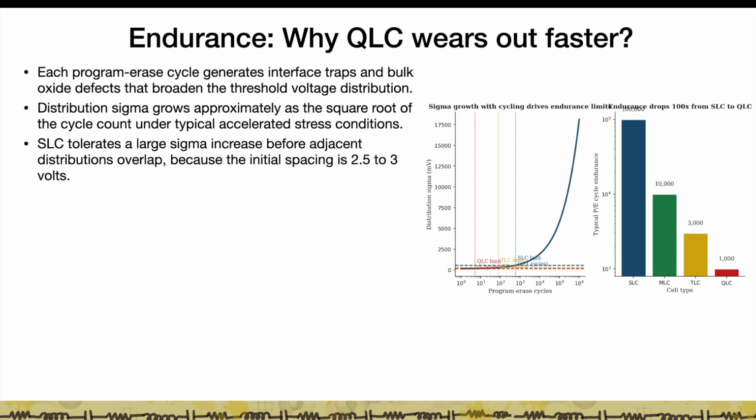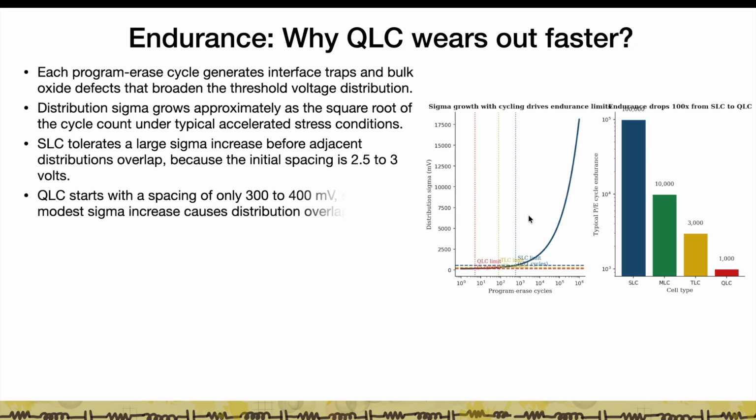The sigma doesn't increase linearly with cycle count. It grows roughly as the square root of cycle count, which is characteristic of a random defect generation process with diminishing returns. The left panel shows sigma in millivolts as a function of the program array's cycles. All three cell types generate defects at the same rate. It's the same oxide physics regardless of how many bits you're storing in the cell.